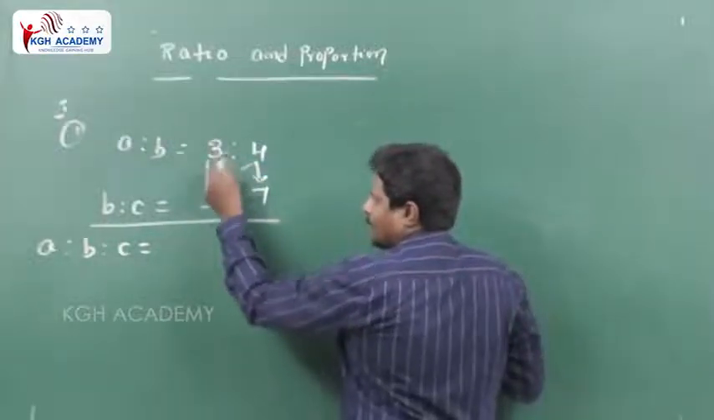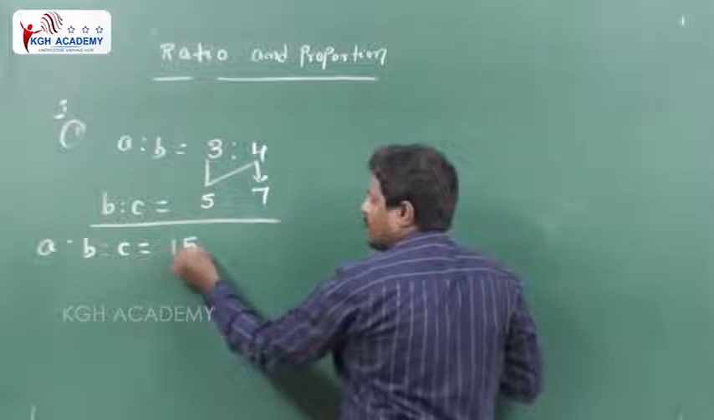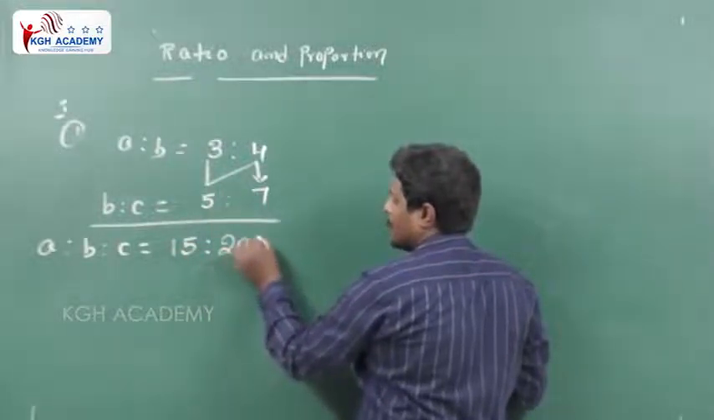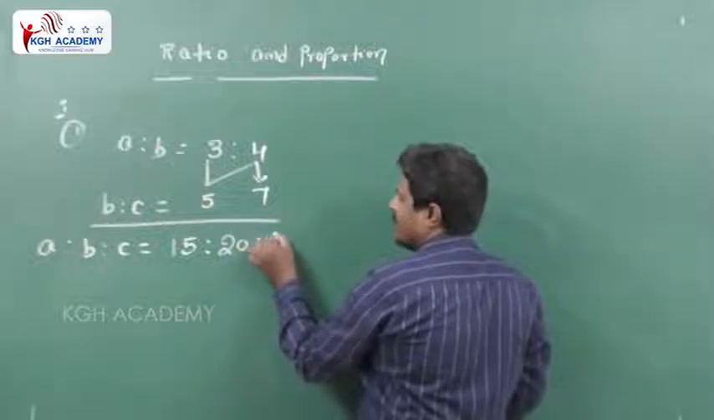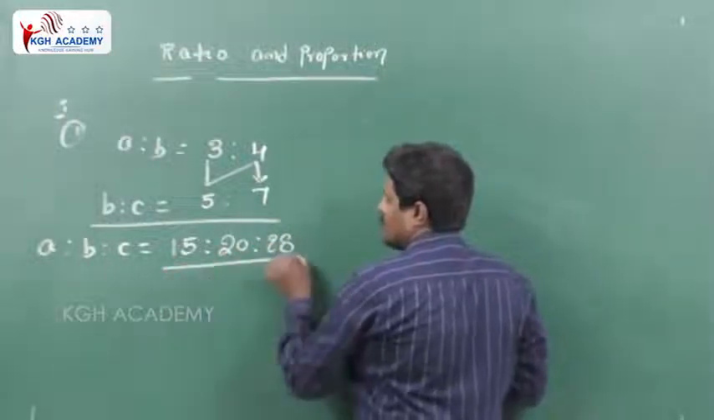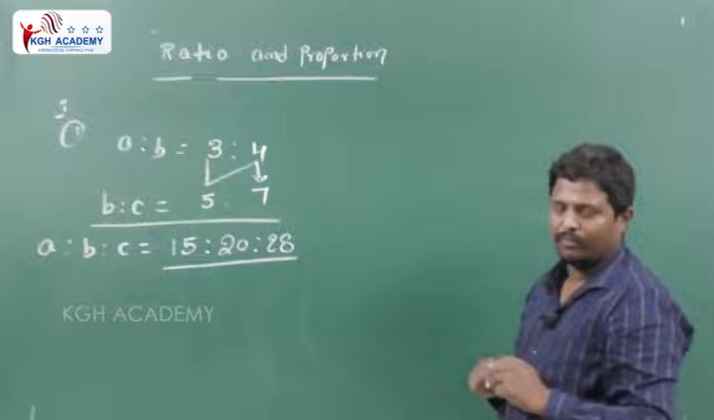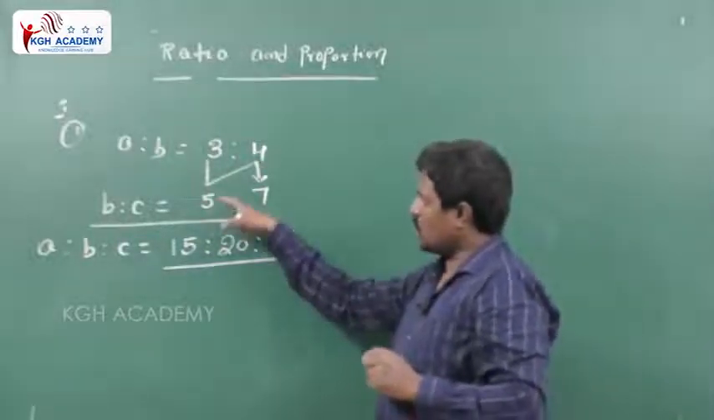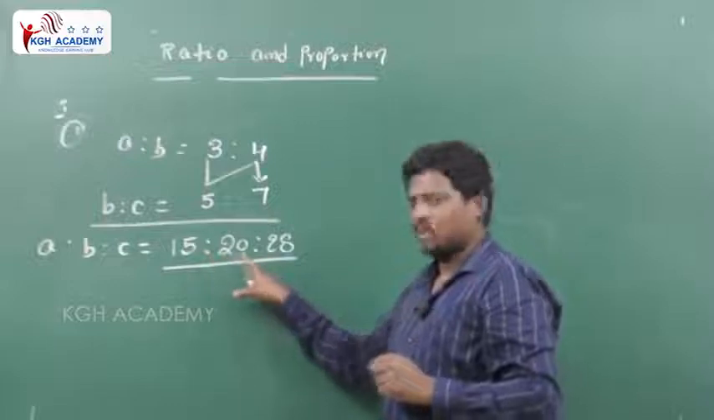3 5s are 15. After that, 5 4s are 20. 4 7s are 28. So the simple answer is 15 is to 20 is to 28.